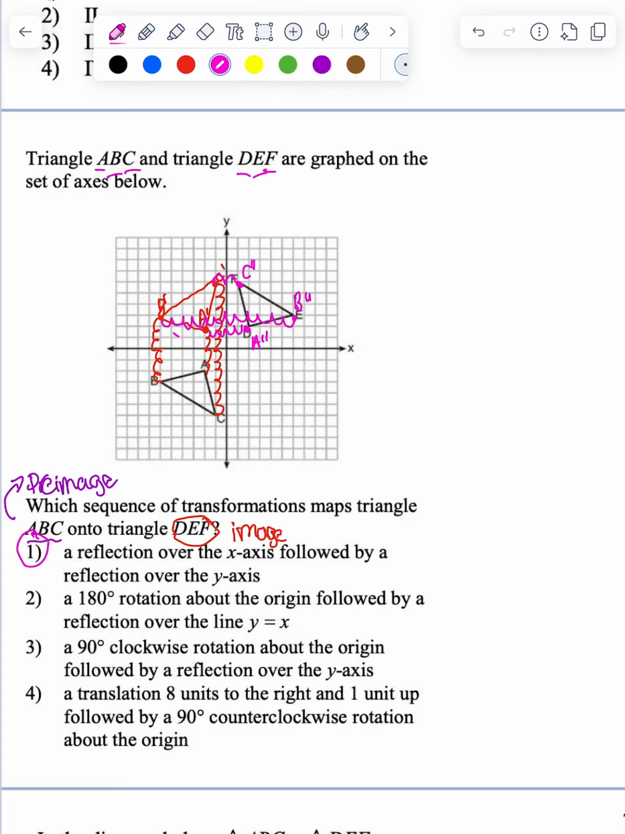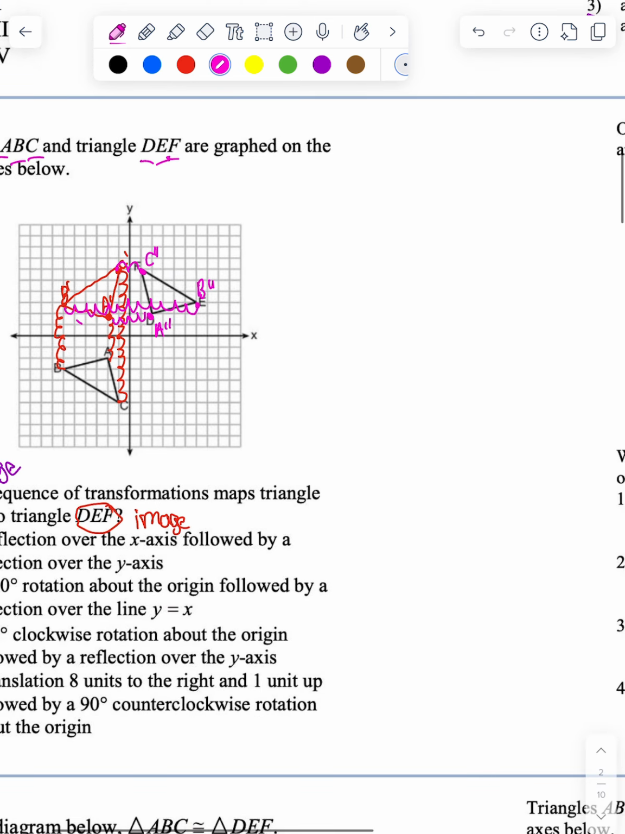But the best way for you to know if a transformation or a sequence of transformations is going to work is to actually try out the transformations on the grid. So many people think from looking at it, oh, it looks like this could have occurred, right? And they pick the answer. But if you don't try it, you won't actually know if it is in fact going to work.